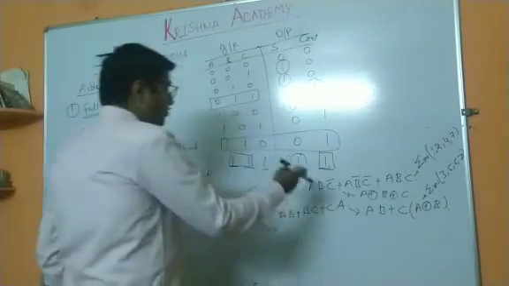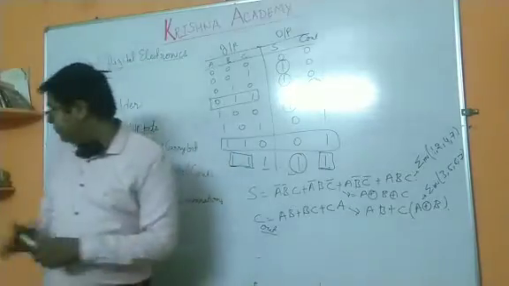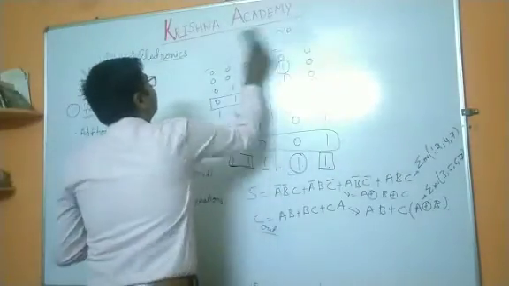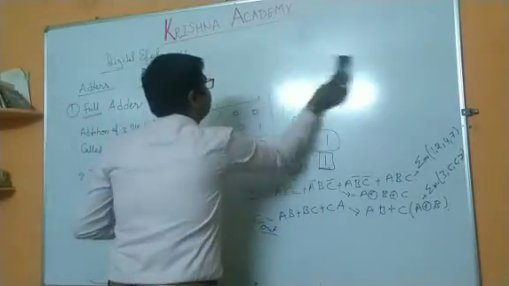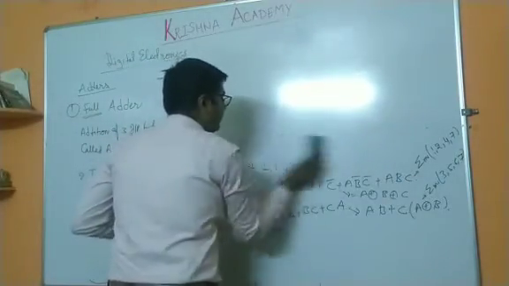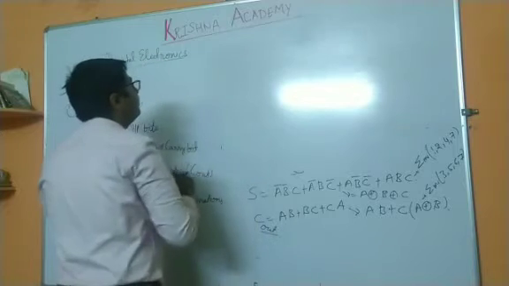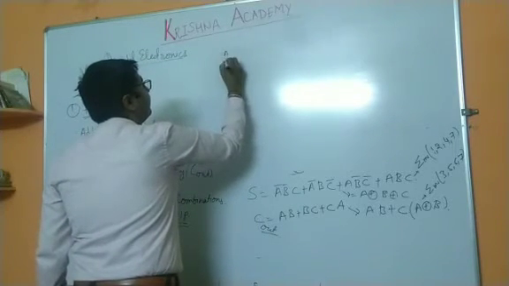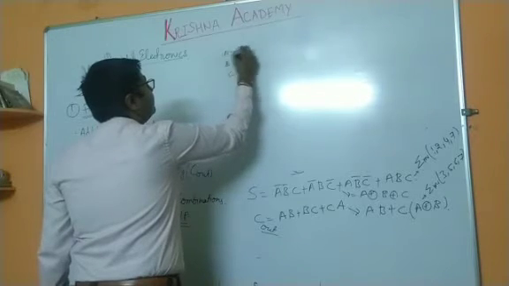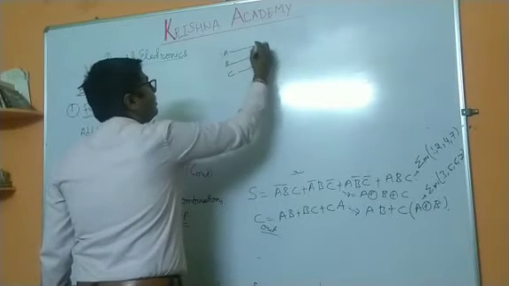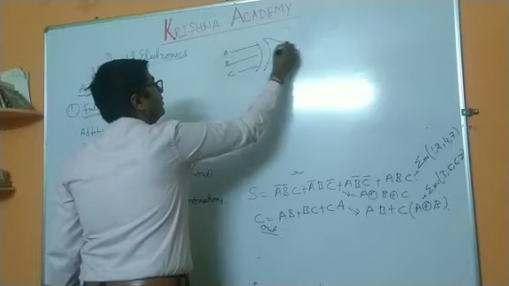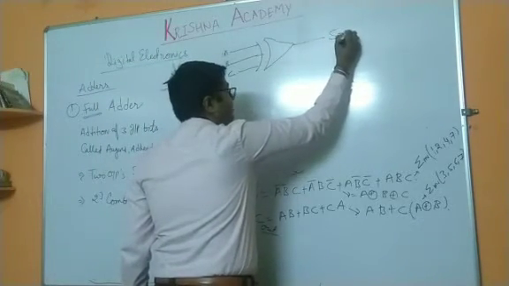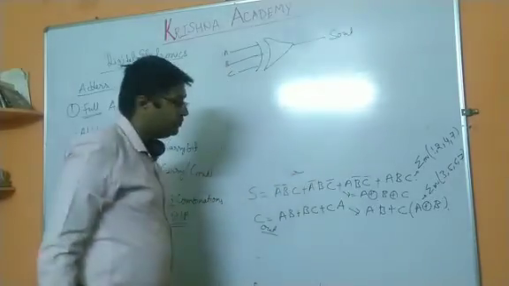Now, if you want to implement that particular logic in the logical diagram, what we can do is the simplest form, like this is A, this is B, this is C. 3 inputs are available and they are combined, and this will come as S.